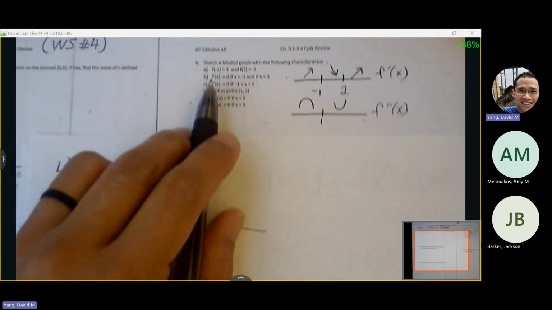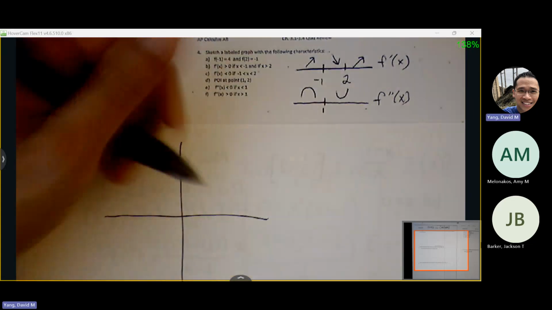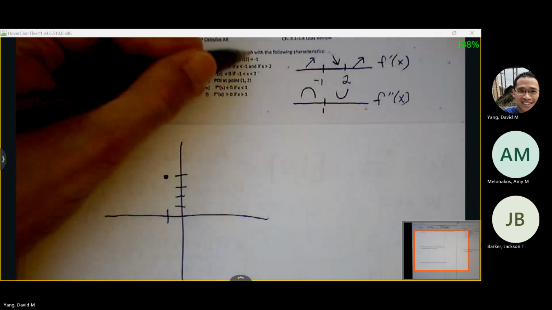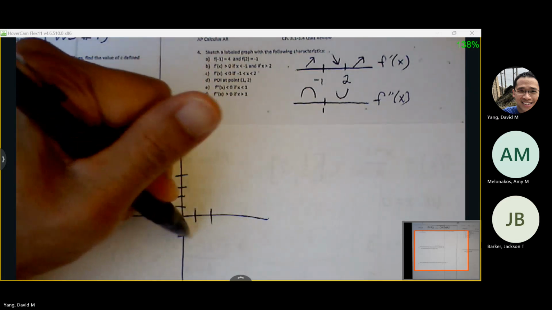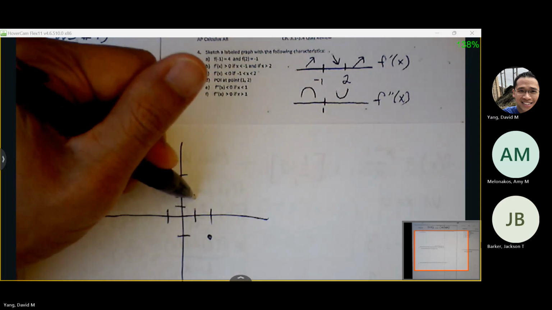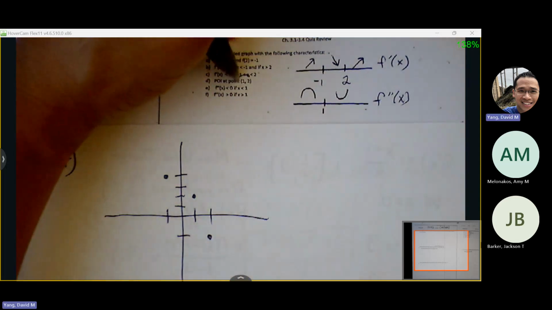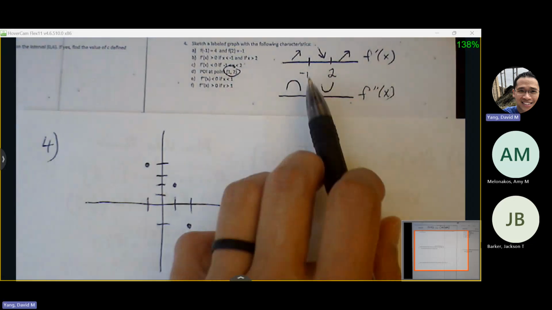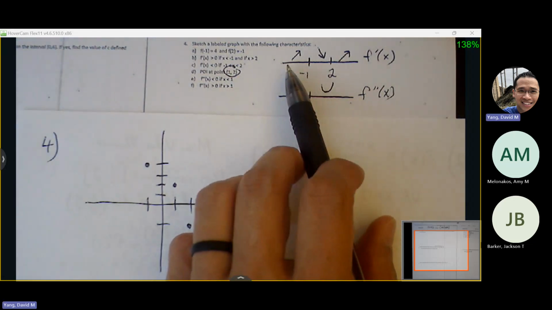Okay, so ordered pair (-1, 4). Ordered pair (2, -1). Ordered pair (1, 2), because they tell us there's a point of inflection at (1, 2). Now, through these points, I'm going to draw two graphs here.